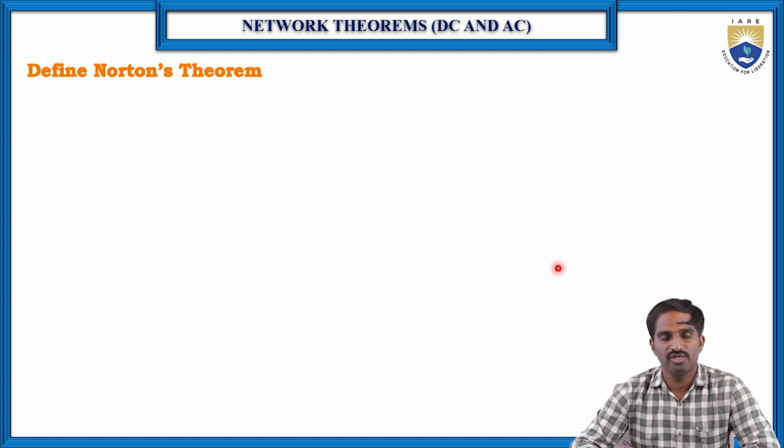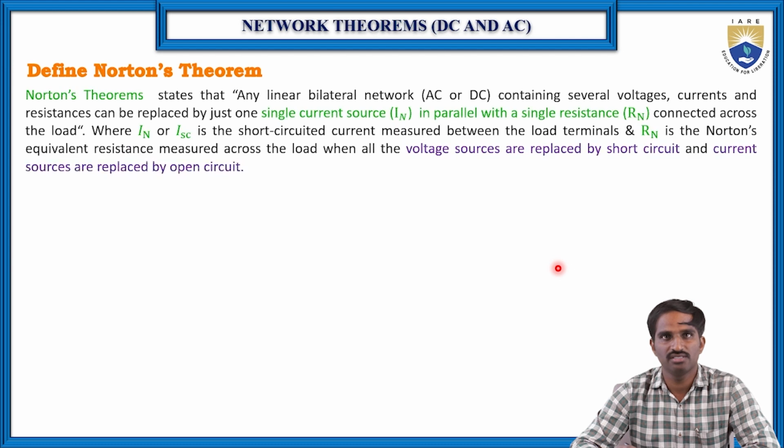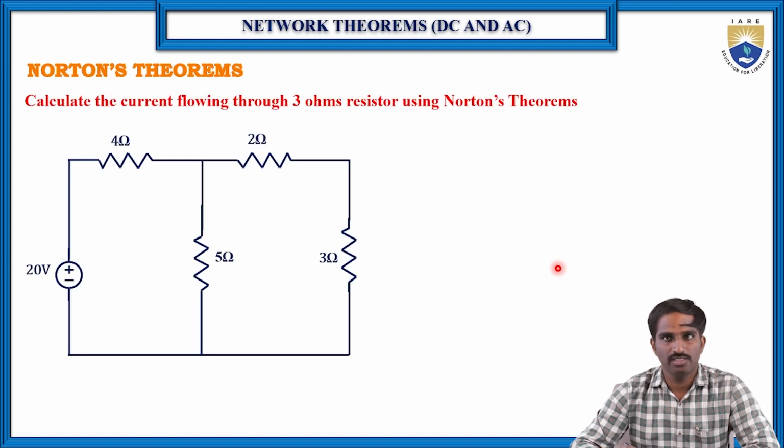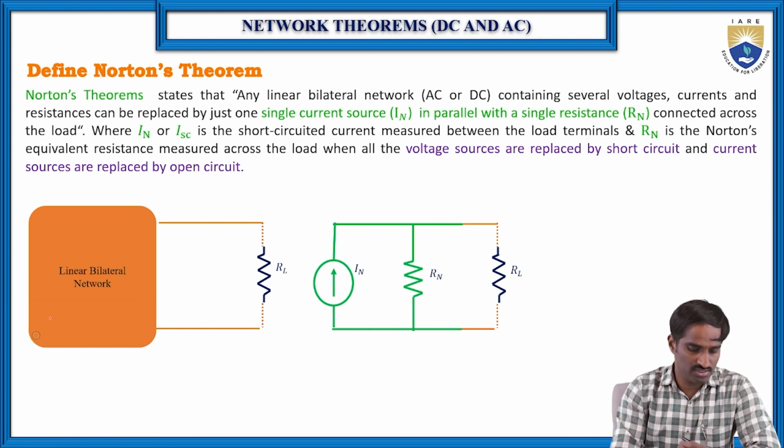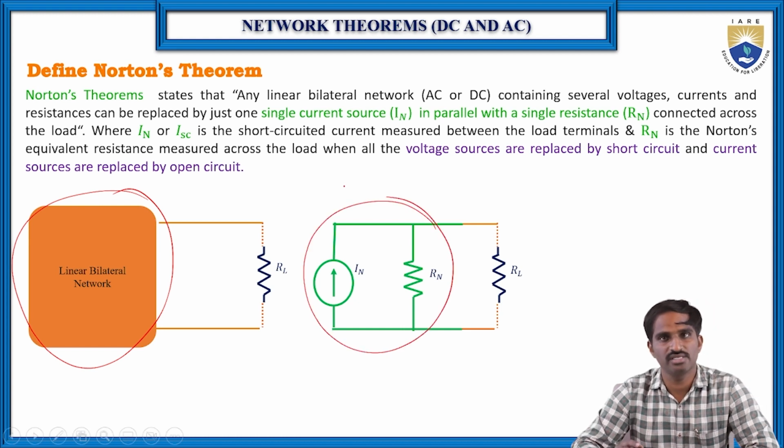Thevenin's theorem and Norton's theorem have some similarities, as you can see when you compare them. In Thevenin's theorem, we replaced the total linear bilateral network with a series combination of V Thevenin and R Thevenin. But here it is a parallel combination of I Norton and R Norton, right? So this total circuit is replaced with the parallel combination of I Norton and R Norton, according to Norton's theorem.